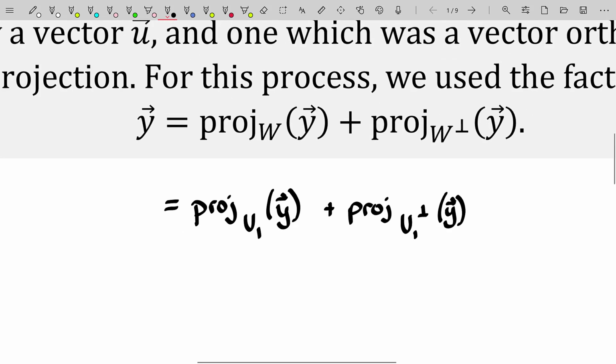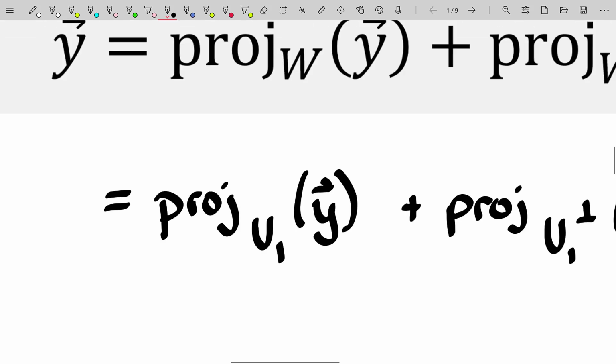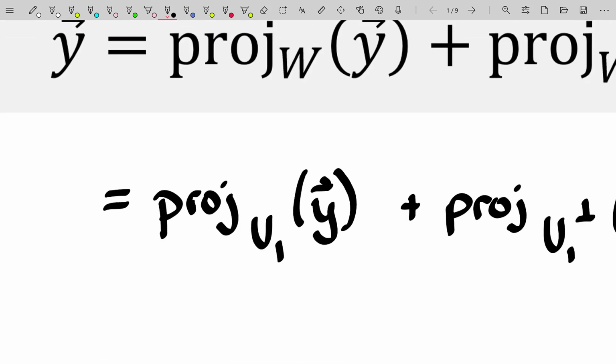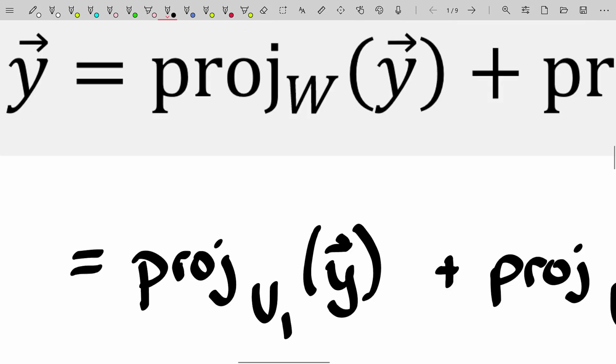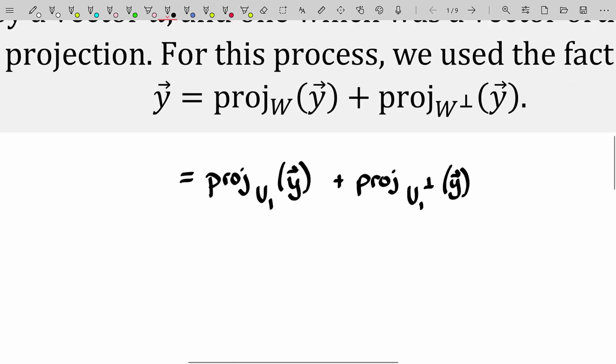But now we're going to grow that definition or that theorem a little bit more, because what if the subspace, which they're calling w but I'm calling u sub 1, what if that subspace was not a single dimensional subspace? In fact, what if we were to say that w was the subspace, for example, spanned by the vectors u1 and u2?